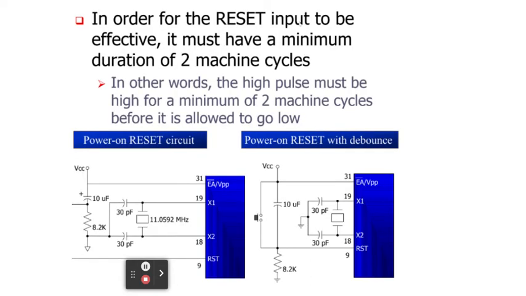In order for the reset input to be effective, one condition is that it must have a minimum duration of two machine cycles. So in other words, the high pulse must be high for a minimum of 2 machine cycles before it is allowed to go low.